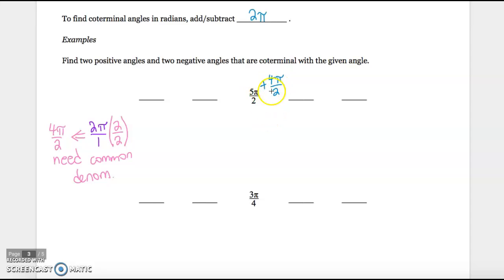So now if I do 5 pi over 2 plus 4 pi over 2, that gives me 9 pi over 2. I'm going to use that line as my fraction line, right? If I have 5 pi over 2's and I add 4 more pi over 2's, I have 9 pi over 2's. And then I can do it again. So I can add 2 pi, aka 4 pi over 2. And so then 9 pi over 2 plus 4 pi over 2 would be 13 pi over 2.